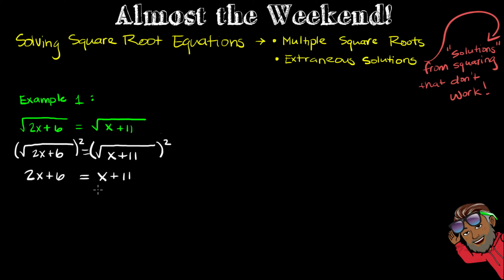And now we solve it by subtracting x from both sides. We now have a linear equation, and this gives us x + 6 is equal to 11. We subtract 6 from both sides, and this gives us x is equal to 5. And this right here is our solution, but we need to check to see if it's an extraneous solution.